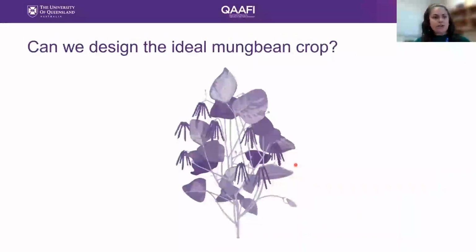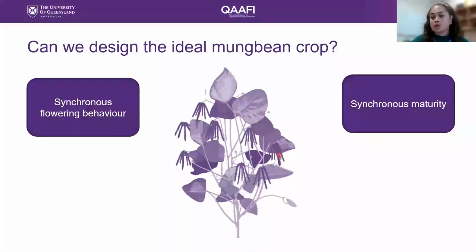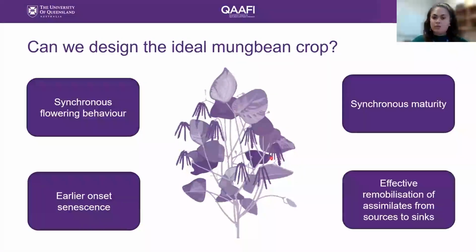So this raises the question, can we design the ideal Mungbean crop? Thinking of this challenge, it could potentially have synchronous flowering behavior, which can then lead to synchronous maturity. And it can also have an earlier onset of senescence, which means that the plant is able to effectively take those resources from the leaves and put them into yield components while reducing overall biomass, helping to regulate some of that desiccant use.